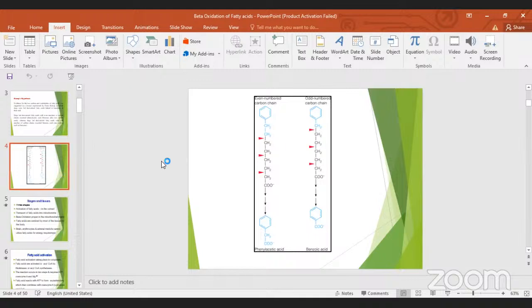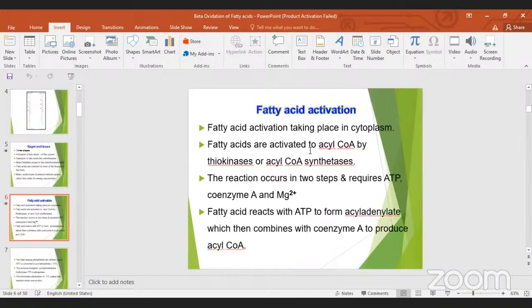This one is phenylacetic acid, with an even number of carbons. Here, an odd number of carbons is there.